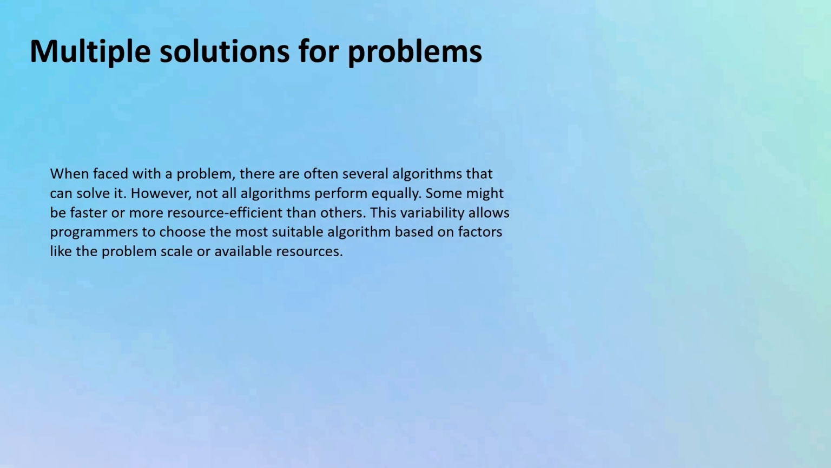So, multiple solutions for a problem. When faced with a problem, there are often several algorithms that can solve it. However, not all algorithms perform equally. Some might be faster or more resource efficient than others. This variability allows programmers to choose the most suitable algorithm based on factors like the problem scale or available resources. We will talk about this part in the next classes of this course.